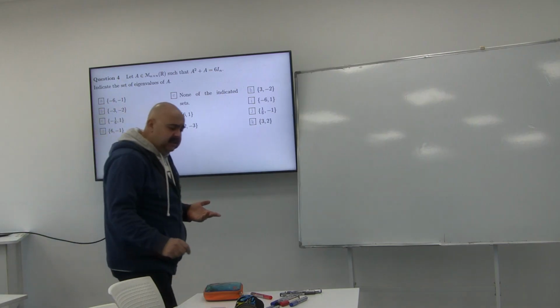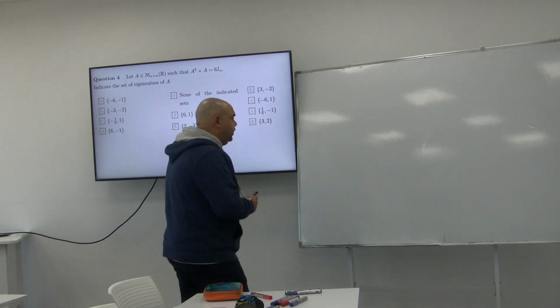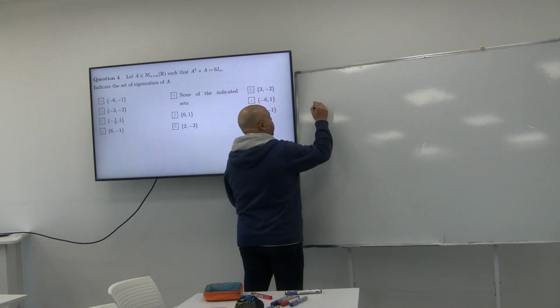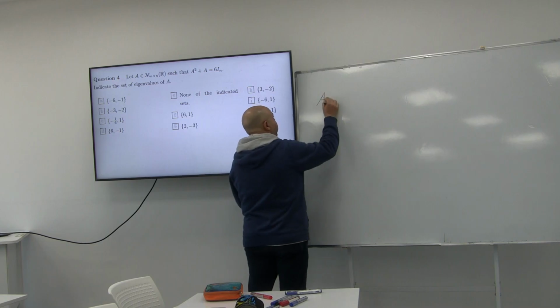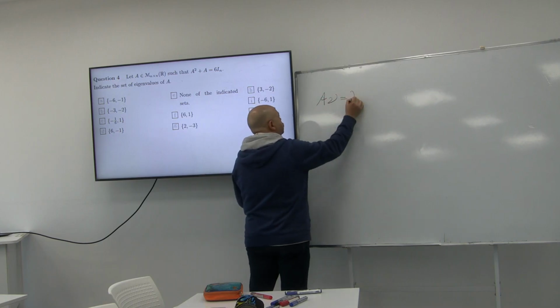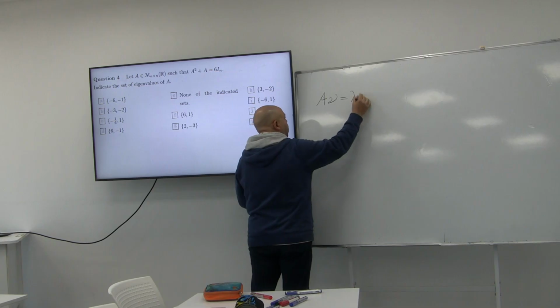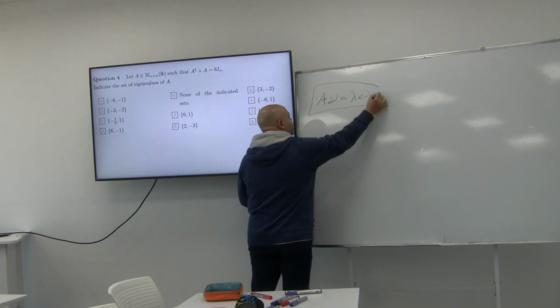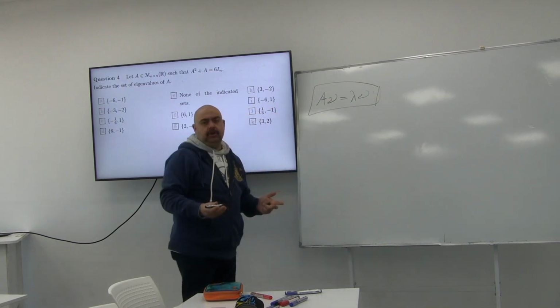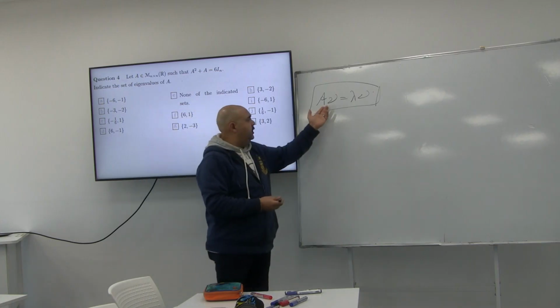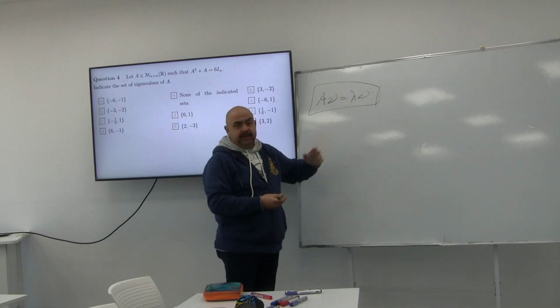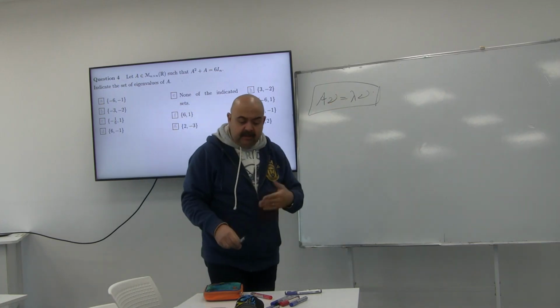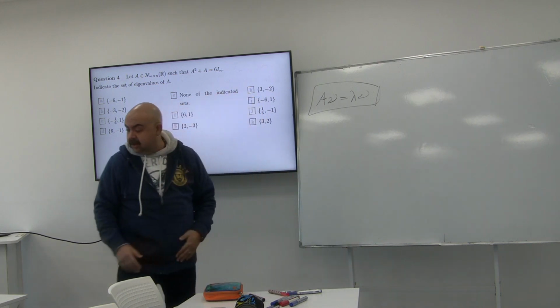What is the definition of an eigenvalue and eigenvector? The definition states that if I have A times V, it will equal some scalar value, lambda, times V. This is the definition of the eigenvector, which is V, and the eigenvalue, which is lambda, with respect to any matrix A.